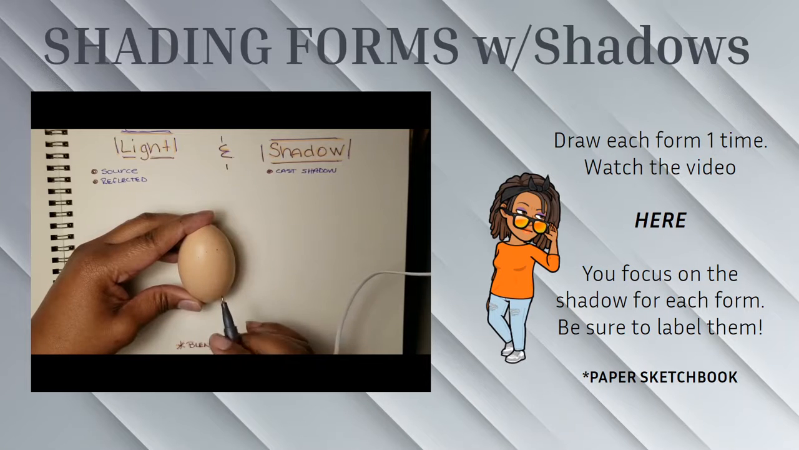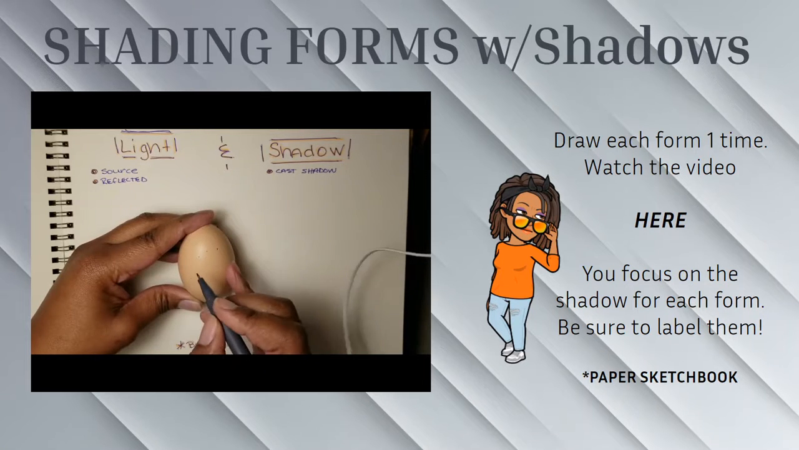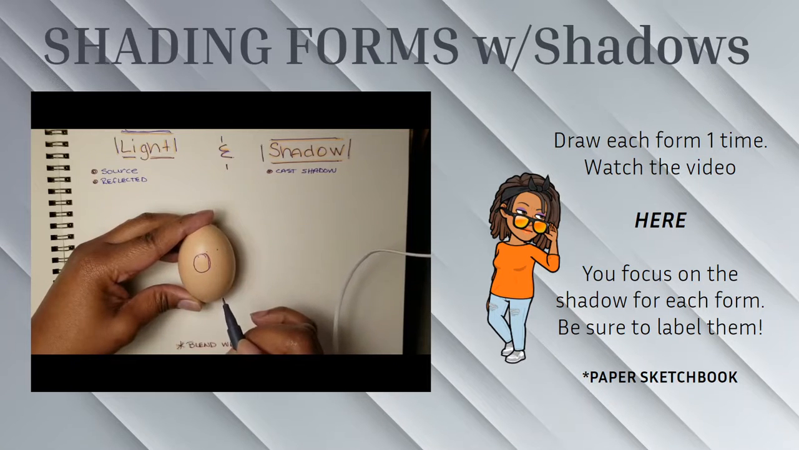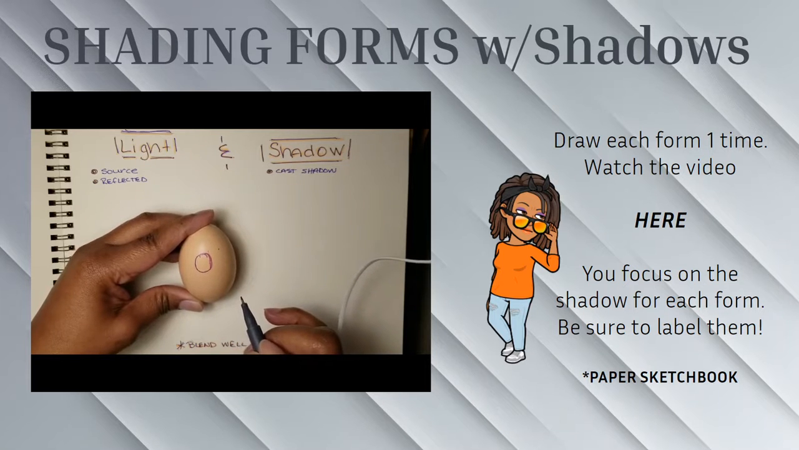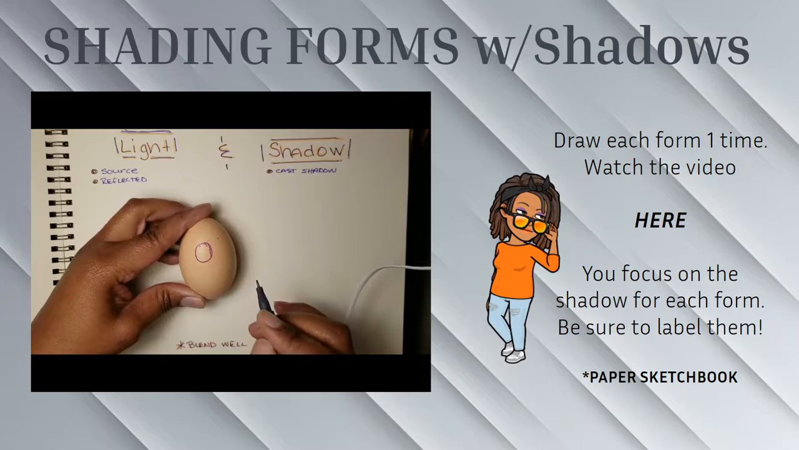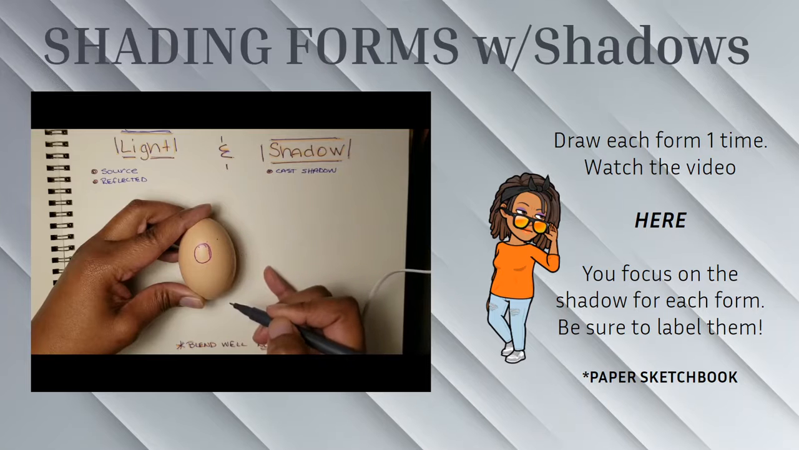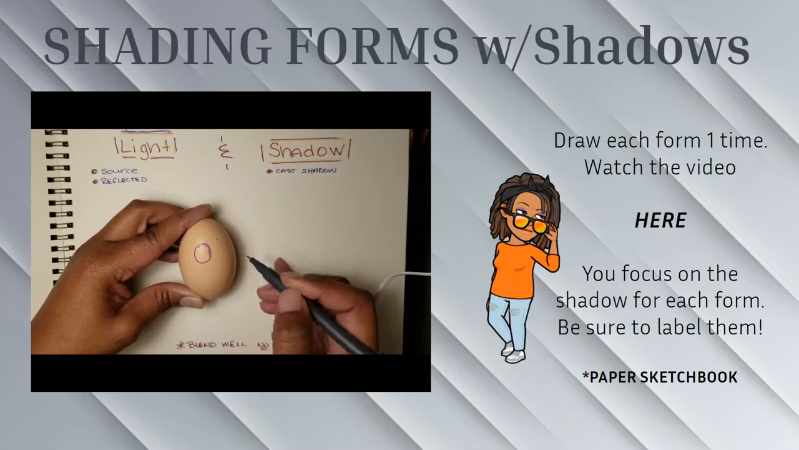So wherever the lightest spot is on your egg will be the lightest point in your drawing. So that right there is the lightest point on my egg. Okay? And I'm sorry, I moved my egg. That is my lightest point on the egg. Now, mind you, here on the side, I have a section that I can see that is slightly darker.